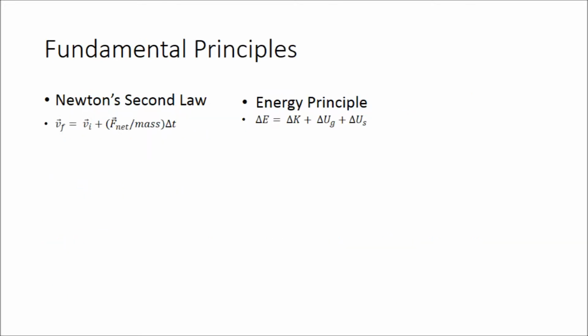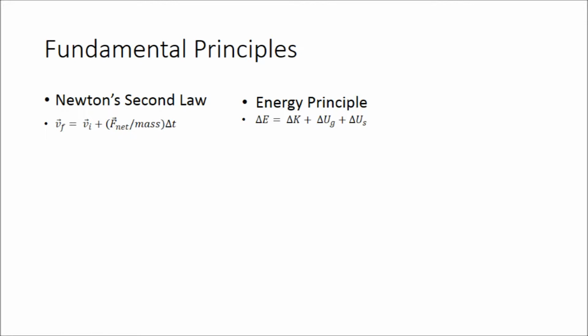As said before, we have two fundamental principles used in this lab. Newton's second law, which is written as the final velocity equals the initial velocity plus the net force divided by the mass multiplied by the change in time. This fundamental principle is used in the computer model to find the position of the mass while it oscillates on the spring.